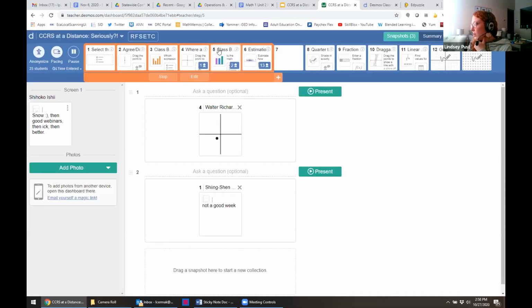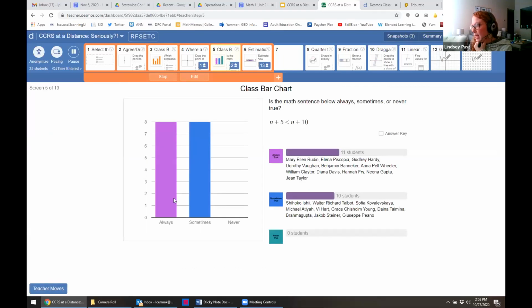Okay, we're doing good on time. All right, this one, I love this question. This math question specifically, because it's fun to talk about: is this always or sometimes or never true? And there's an even split, it looks like. So this would foster some really good discussion in class. Okay, why are some people saying always? Why are some people saying sometimes? And pulling out some of that math knowledge.